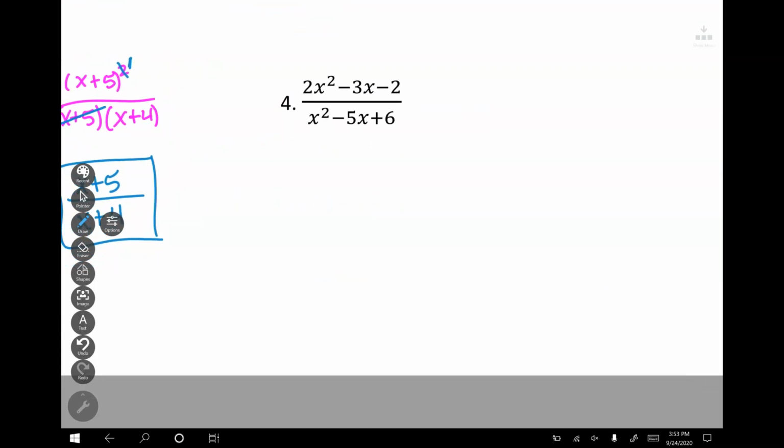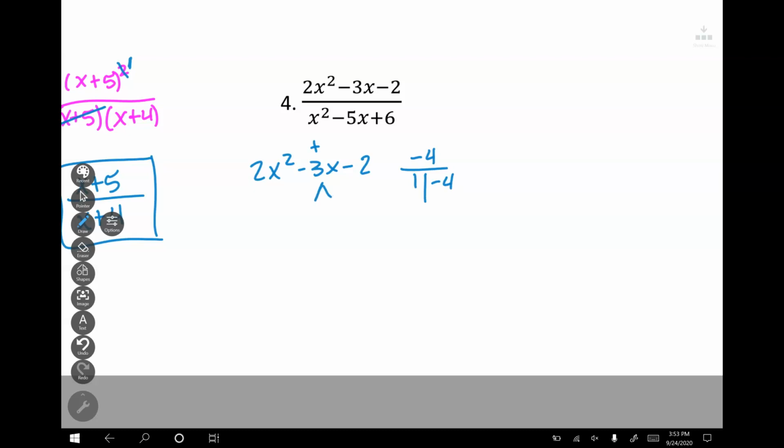So on this one, we've got a little bit more challenging factoring to do in the numerator. So I'm going to write that one down here, actually, because I need just a little space for it. So since we have an a that does not equal 1, we'll want to multiply 2 times negative 2 to get our AC. That's negative 4. So we're looking for two numbers that add to negative 3 and multiply to negative 4. So that's going to be 1 and negative 4.